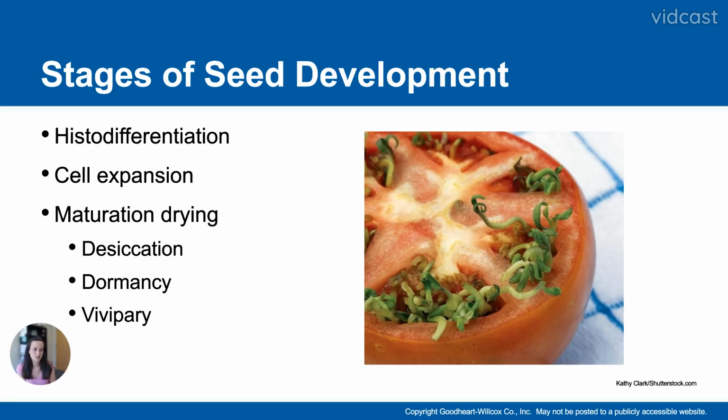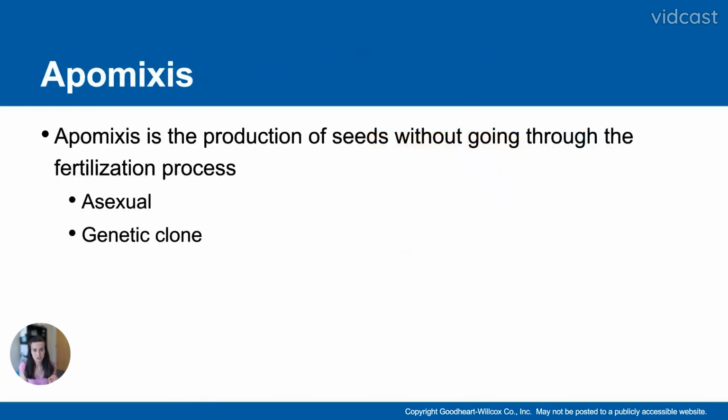You see the picture of a tomato, and there are plants growing out of the tomato. So when we see a tomato, typically we just see the seeds, but these seeds have begun to germinate before they are released from the fruit. So that is vivipary.